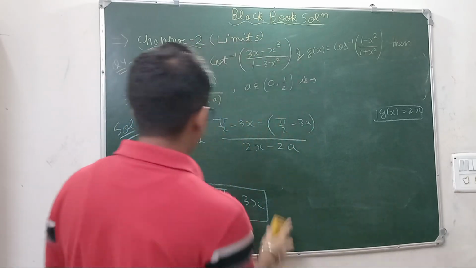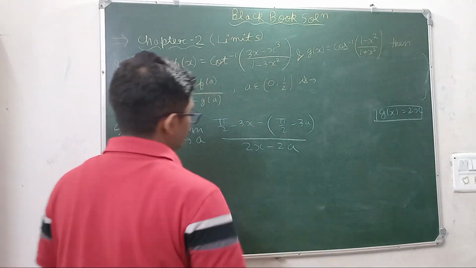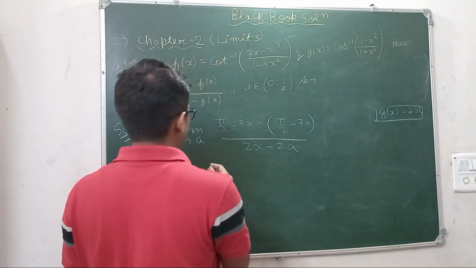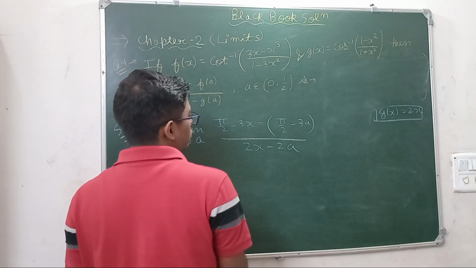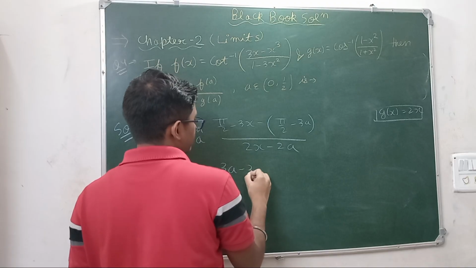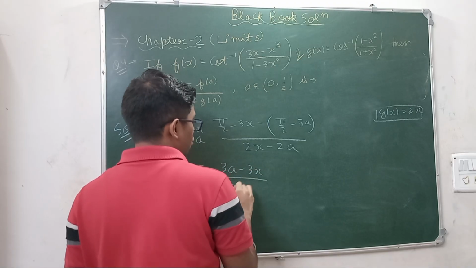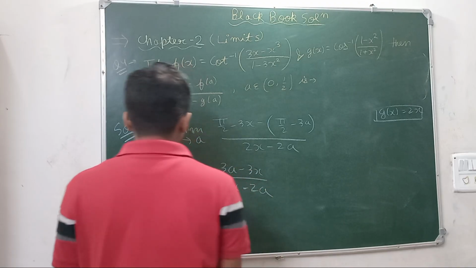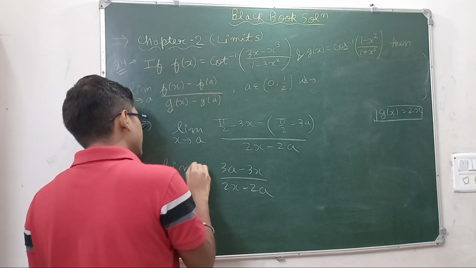Okay, finally our expression is made like this. Now you can simplify it. This will become what? Pi by 2 cancels, and minus minus plus 1 will become 3a minus 3x upon 2x minus 2a, and limit x tends to a.